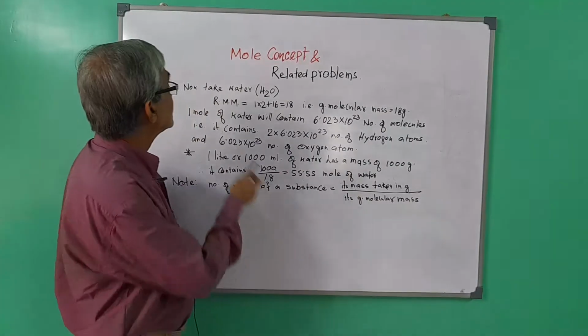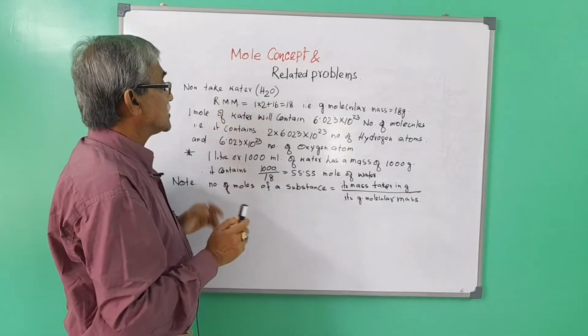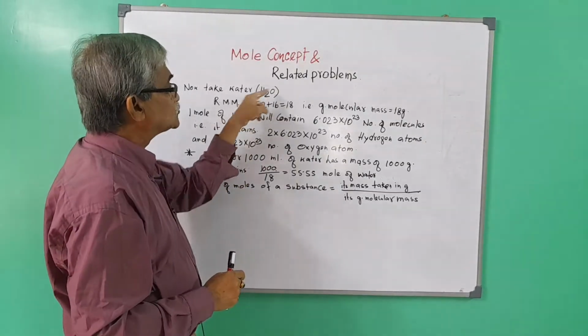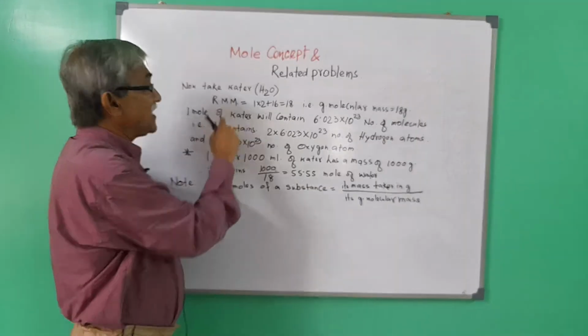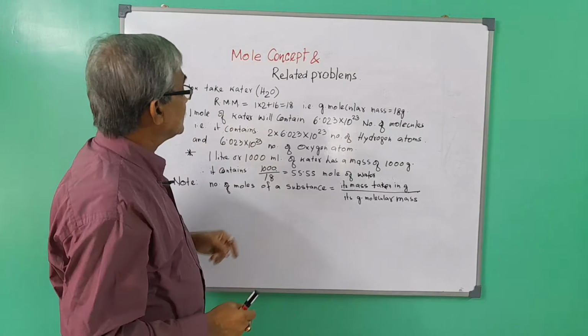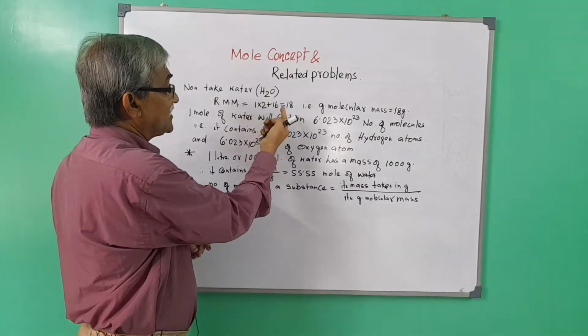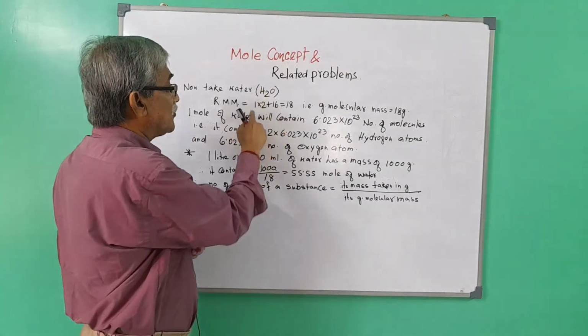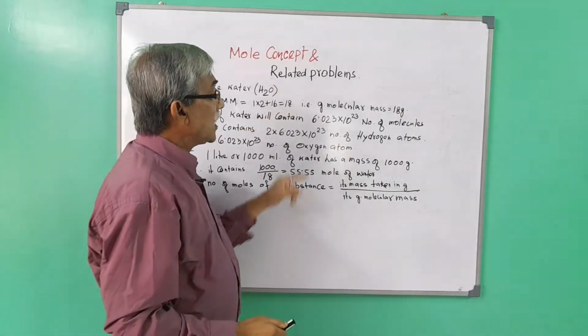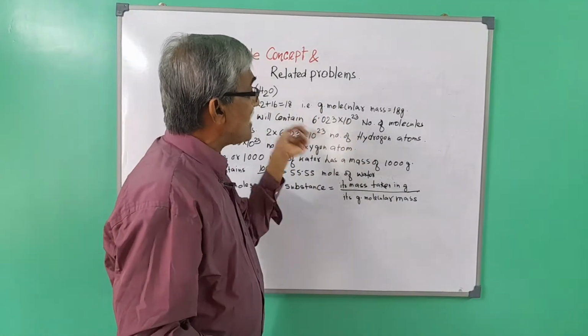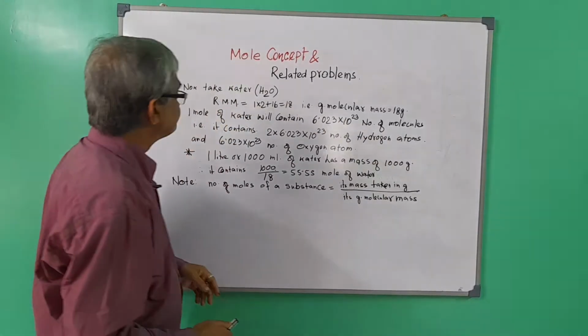Now take the example of water. Water has a formula of H2O, or dihydrogen monoxide. Its RMM, the relative molecular mass, with oxygen 16 and hydrogen 1, is 1 into 2 plus 16, that equals 18. It has a unit, that is the gram molecular mass. Gram molecular mass will be 18 gram.